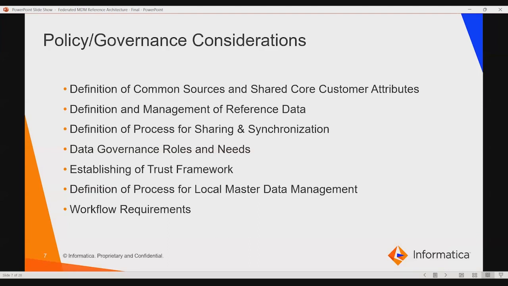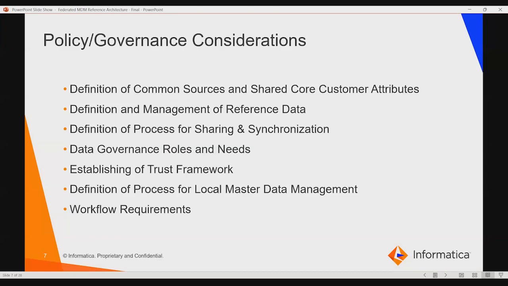So no worries. And of course, you would definitely have workflows, ActiveOS workflows to manage those roles and privileges of those different roles. You would have data stewards at local hub levels. You would have data stewards at central hub level. So you would have good, robust workflow requirements.